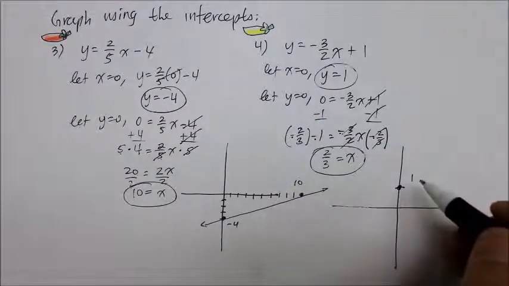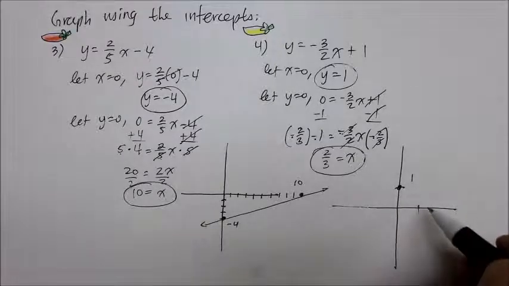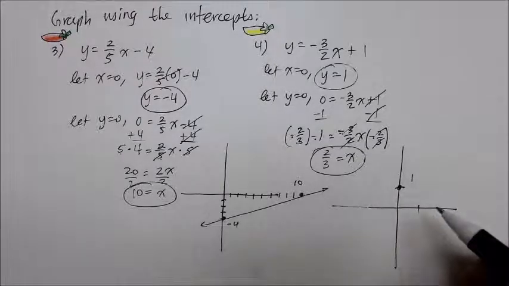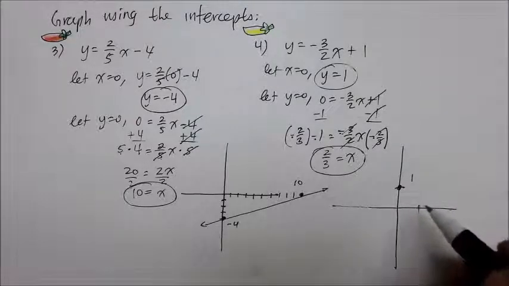Now, where will the line intercept at the x-axis? Oh, jeez. Interruption. Emily Gutierrez, your bus money is in the office. Come get it so you can get on the bus. Thank you. It's the bus money.